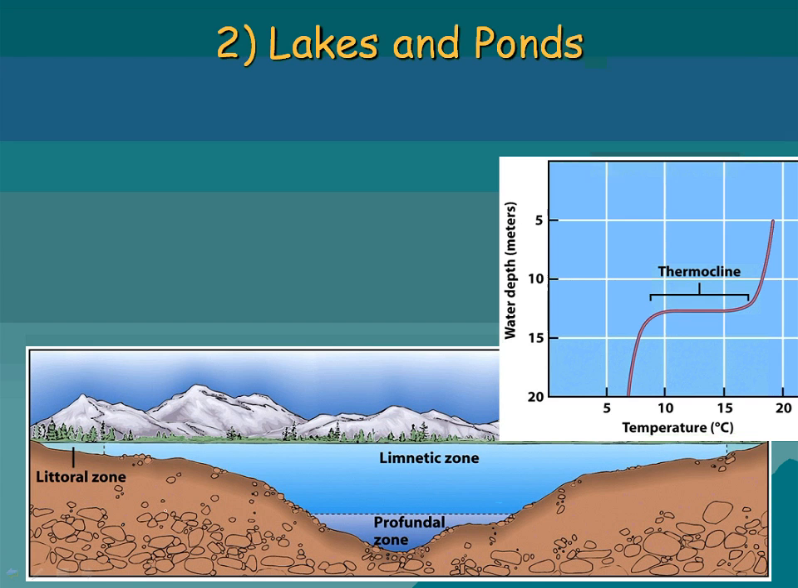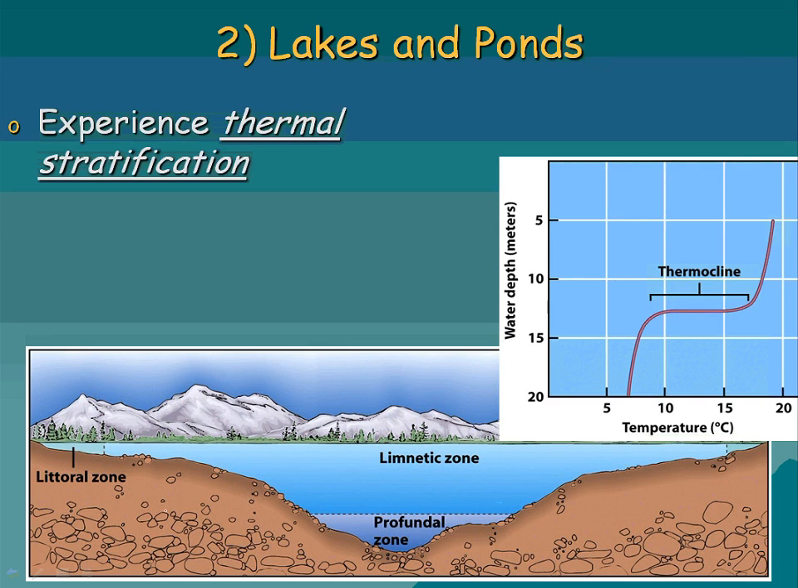Now onto lakes and ponds. They experience what's called thermal stratification, and it's basically the idea that the lake is going to be stratified or separated out. You can see right here. And then if this was more exact on the actual temperature, it separates out based on temperature.